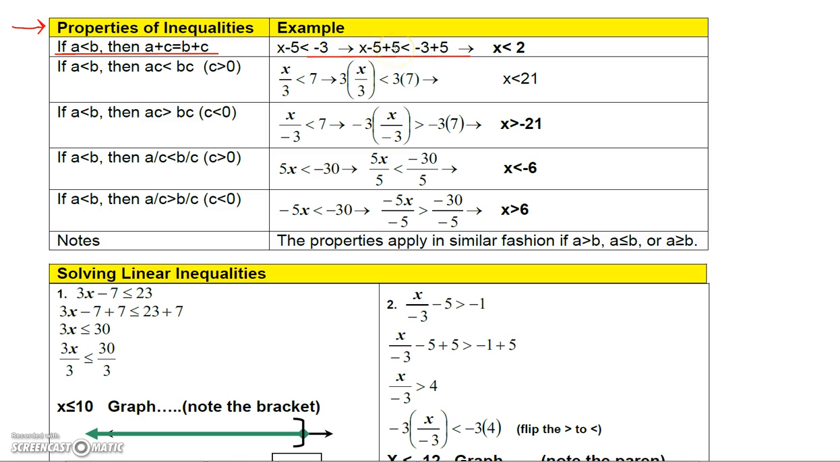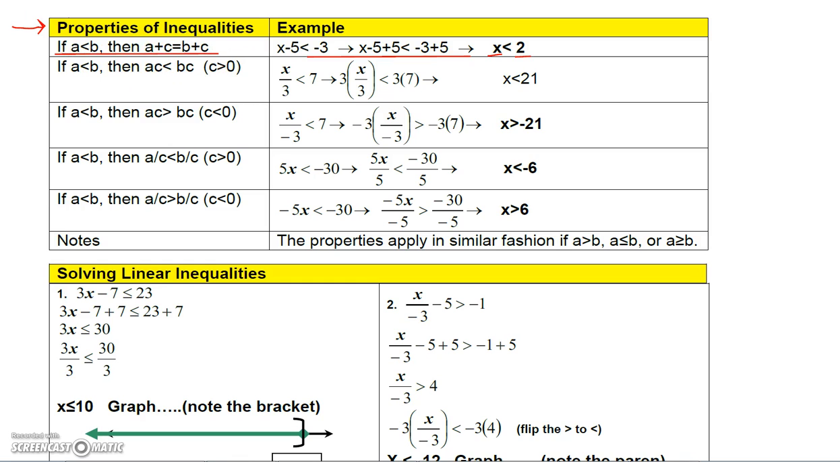Now you could do the transpose method as well. So x minus 5 plus 5 just gives me x, which I have here, and then minus 3 plus 5 gives me 2. Now, if this had been a plus 5, I would have just subtracted 5 from both sides. I could do either one, because remember, subtraction is a form of addition. You could say if this was a plus 5, I'm going to subtract 5 from both sides, or you could say I'm going to add negative 5 to both sides, which is basically the same thing as subtracting 5.